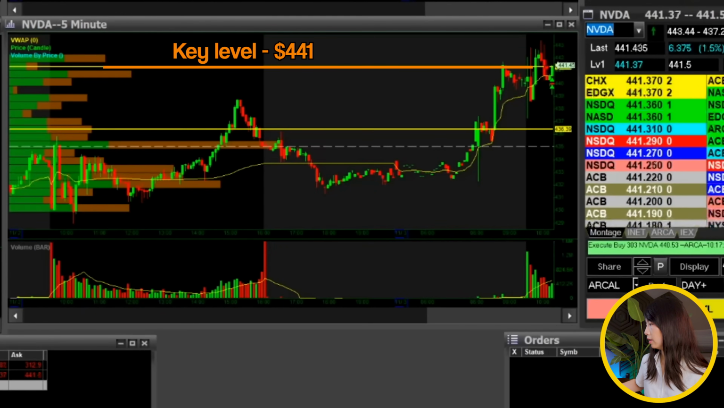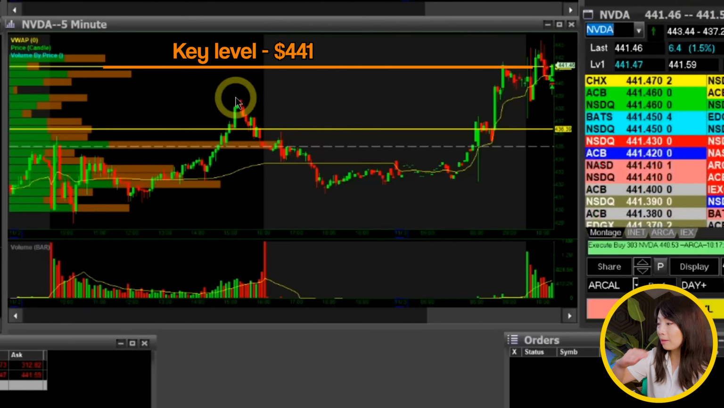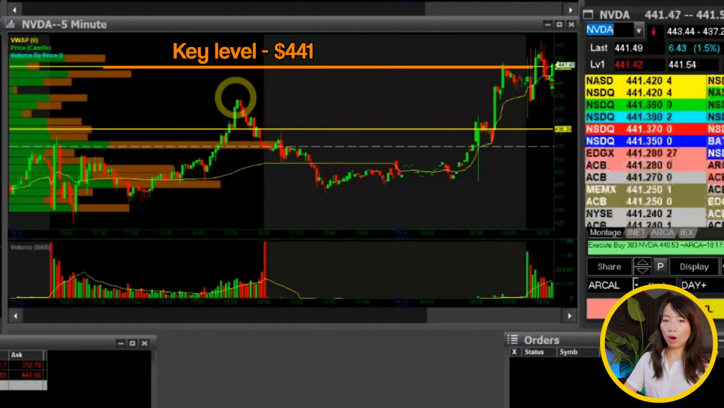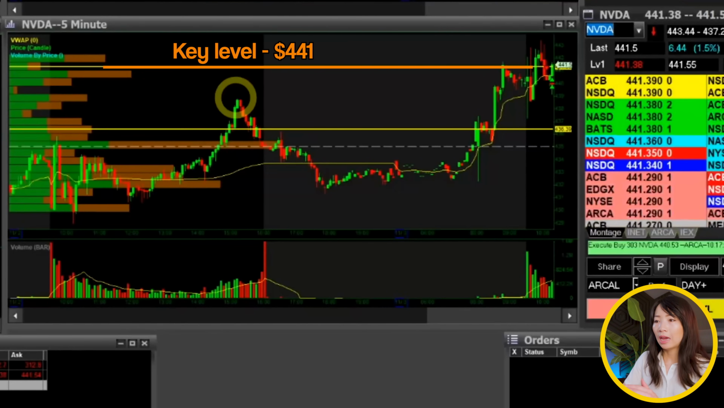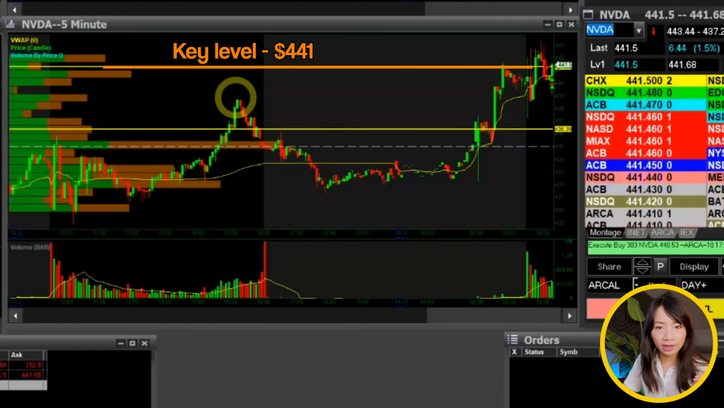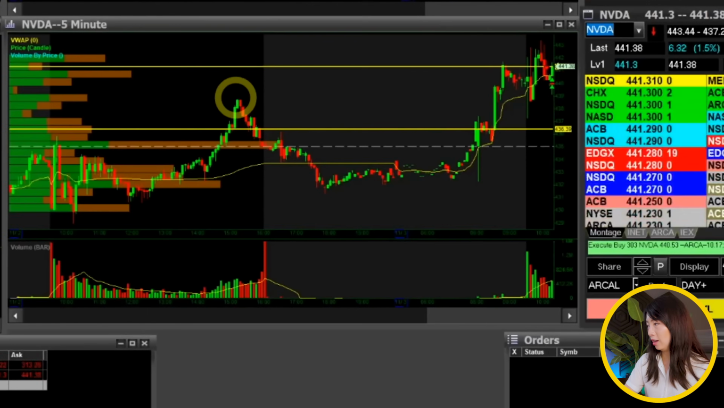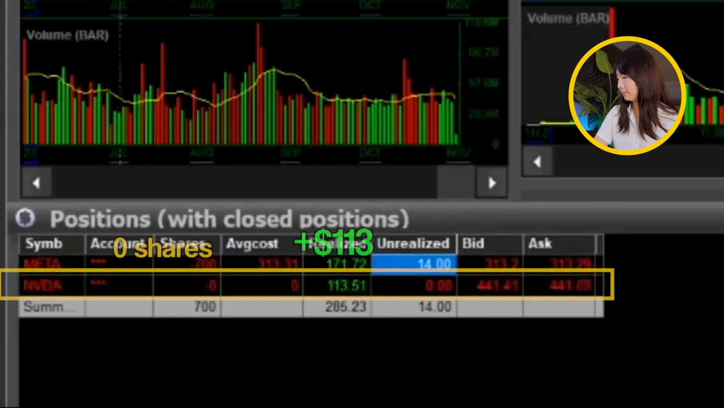Fast forward a little bit. You can see NVIDIA is now reclaiming over VWAP and reclaiming over that daily key level, 441s. If you recall from earlier, I did say if that key level reclaims, I'm going to have to stop out of my current bias and potentially flip to the other side, which would be the long side. Spoilers, I didn't go long, but I did stop out of my short. So that's why on NVIDIA, you can see I'm out, 0 positions.